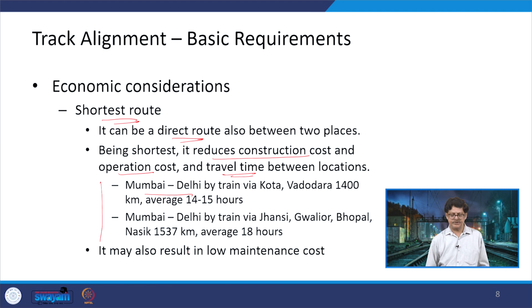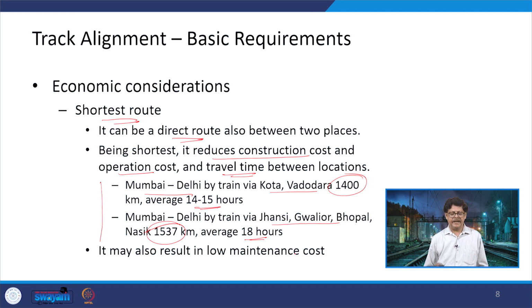Say if we take an example, you have to travel between Mumbai and Delhi. There can be two ways in which it can be done. One is via Kota, Vadodara; another can be via Jhansi, Gwalior, Bhopal. In one case, you have to travel 1400 kilometers, in another case, the distance will be 1537 kilometers. On travel time, on an average it takes 14 to 15 hours via Kota and Vadodara, whereas in the other case it may take 18 hours or more.